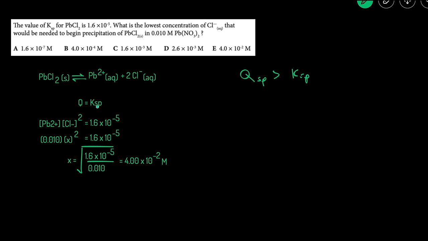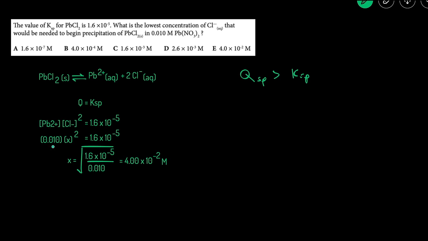Then we're going to set that equal to the Ksp value, which is given right here, 1.6 times 10 to the negative 5. Our goal is to solve for the concentration of Cl-, so we're going to call that X. The concentration of Pb2+ is just going to be 0.010 because the solution already contains some Pb2+.